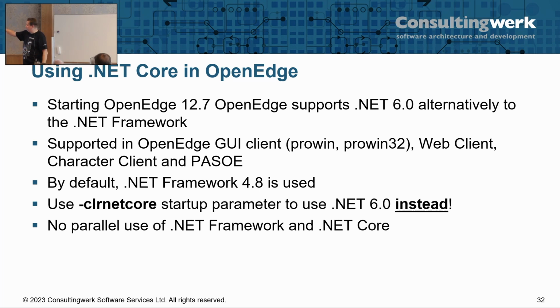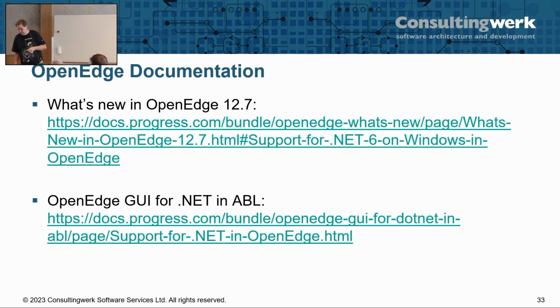And it is there in all Progress runtimes on Windows. By default, it uses 4.8, and using the -CLR netcore startup parameter, it uses .NET 6.0 instead. And you cannot use them in parallel. So, links to documentation.